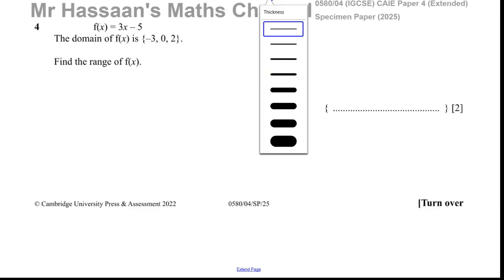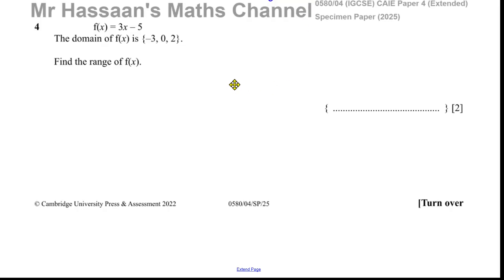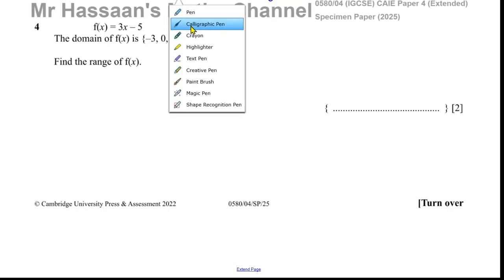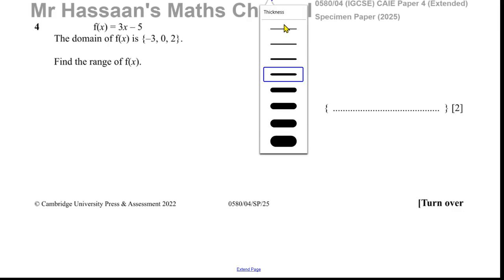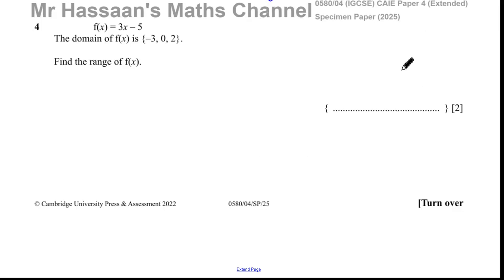Hassan's Maths channel, and I'm going to go through this question here, which is question number 4 from the specimen paper of 2025 for the 0580 IGCSE Cambridge paper 4 extended syllabus. This question is new to the syllabus, something that was not there before, and it's dealing with the domain and range of functions. So it's under the topic of functions.